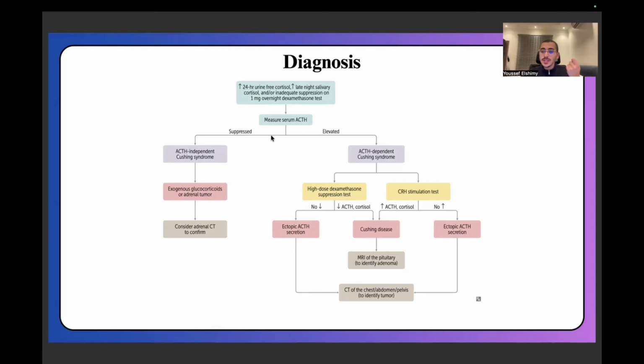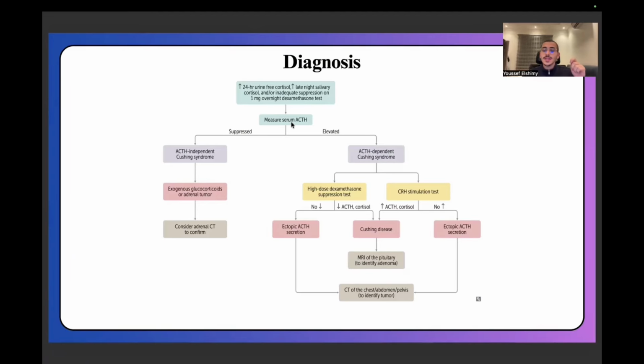And when do we see this case? Whenever we have exogenous steroid use or there's an adrenal tumor that is increasing the production of cortisol without depending on the ACTH stimulation, okay? So what would help you differentiate if it's exogenous or adrenal tumor? Of course, if the patient is trustful and he tells the truth, then it's easy. If not, you go with CT in order to find if there's an adrenal tumor. Okay, and this is ACTH independent Cushing syndrome.